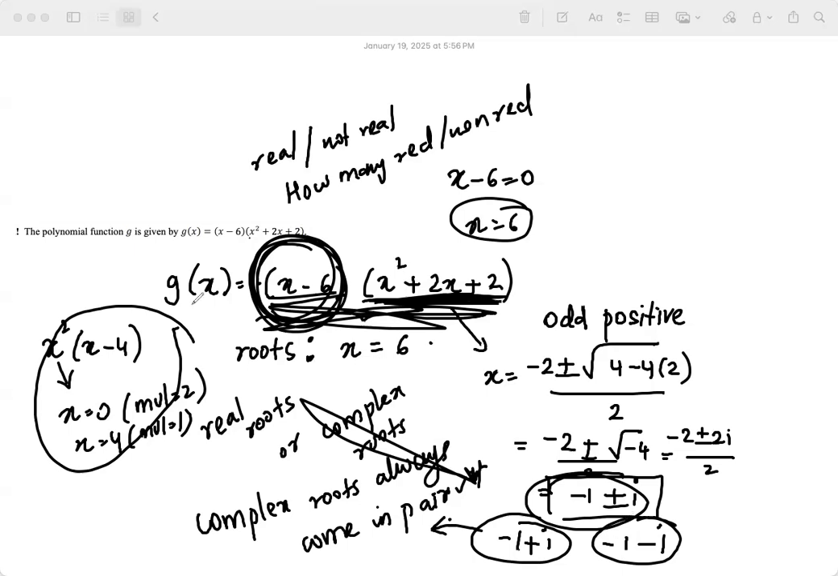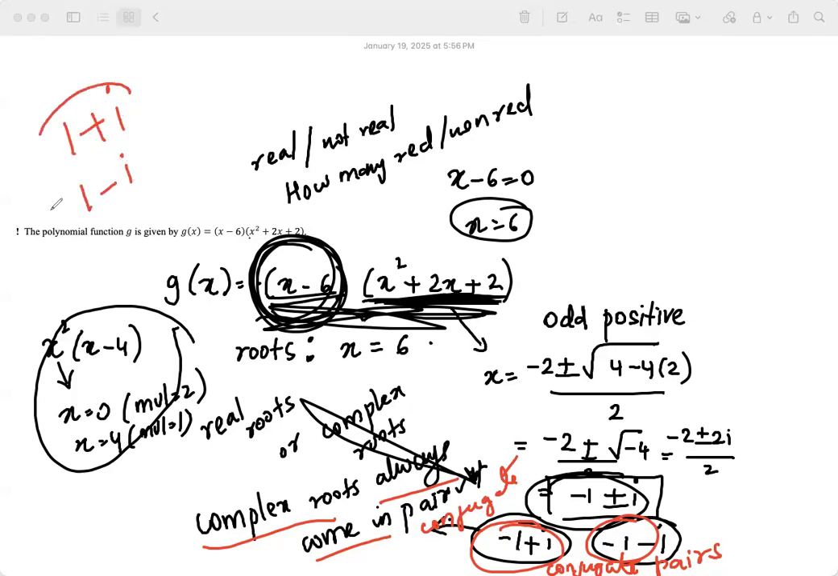What are they called? They have a name, right? Remember, guys? Do you remember? Conjugates. Yep, conjugate pairs. So I can always say complex roots always come in conjugate pairs. What does that mean? Suppose 1 plus i is a root, 1 minus i is a root. This is the conjugate pair. 1 plus i is the conjugate of 1 minus i. 1 minus i is the conjugate of 1 plus i. And complex roots always come in pairs.